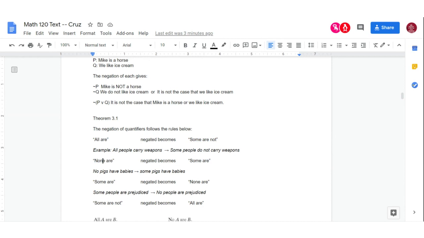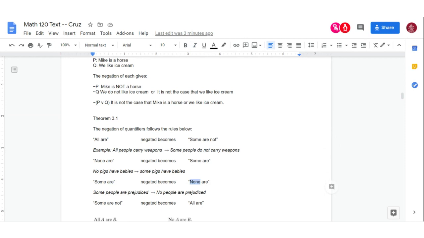So I got this example here. Pigs have babies. Well, if somebody were to make that argument, then you just have to go out and find at least one pig out there that doesn't, that has none. And the negation of some is none.